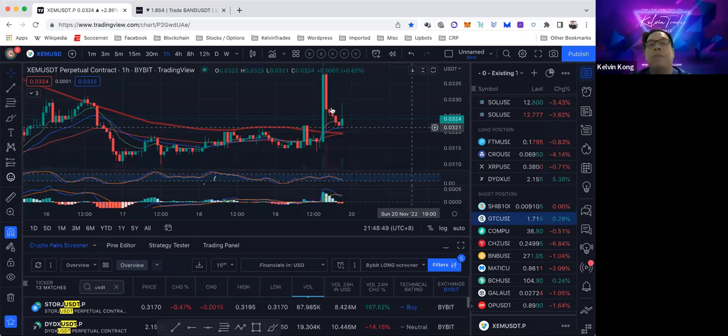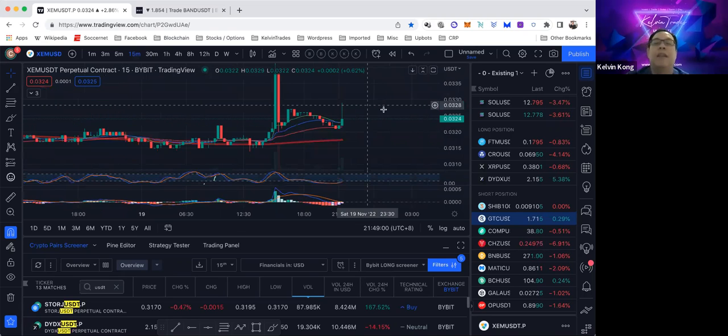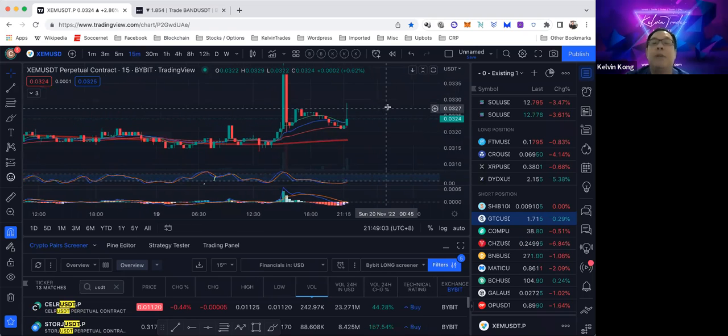This is after a dump. After a dump, people buy and push, then someone sells over here and pushes the price back down. Then I don't know where the price wants to go now, so I don't want to play this.